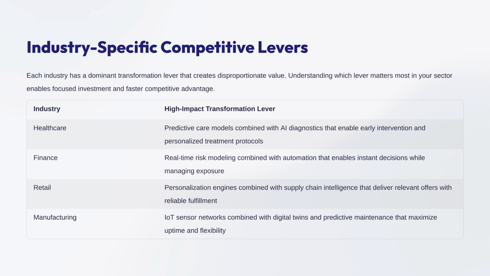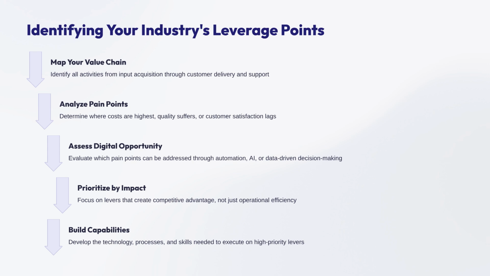Each industry has a dominant transformation lever. For healthcare, it's predictive care; finance, real-time risk modeling; retail, personalization and supply chain intelligence; and manufacturing, IoT and predictive maintenance. To identify your leverage points, map your value chain, analyze pain points, assess the digital opportunity, prioritize for competitive impact, and build the necessary capabilities.